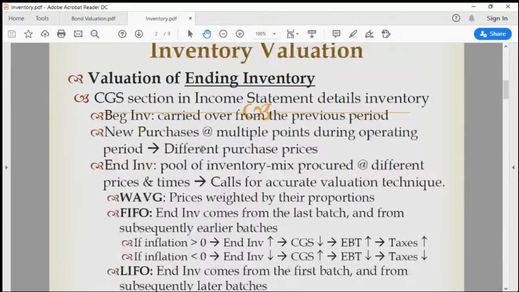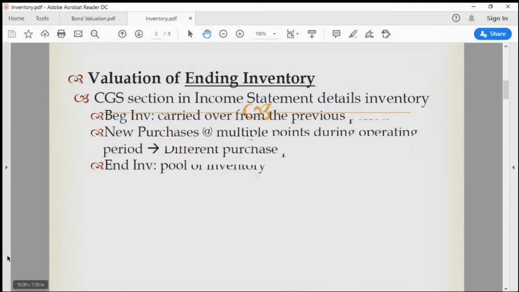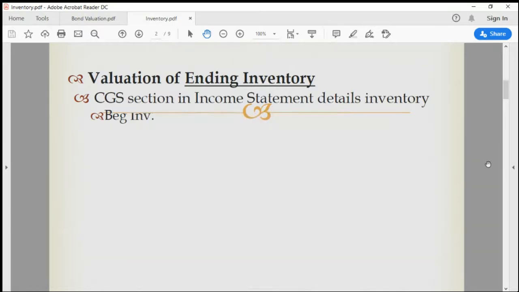But as I said, in the income statement, the CGS and ending inventory are switched. Their places are switched. That's why I'm saying it's not exactly in chronological order in the income statement. But now let's think about it.